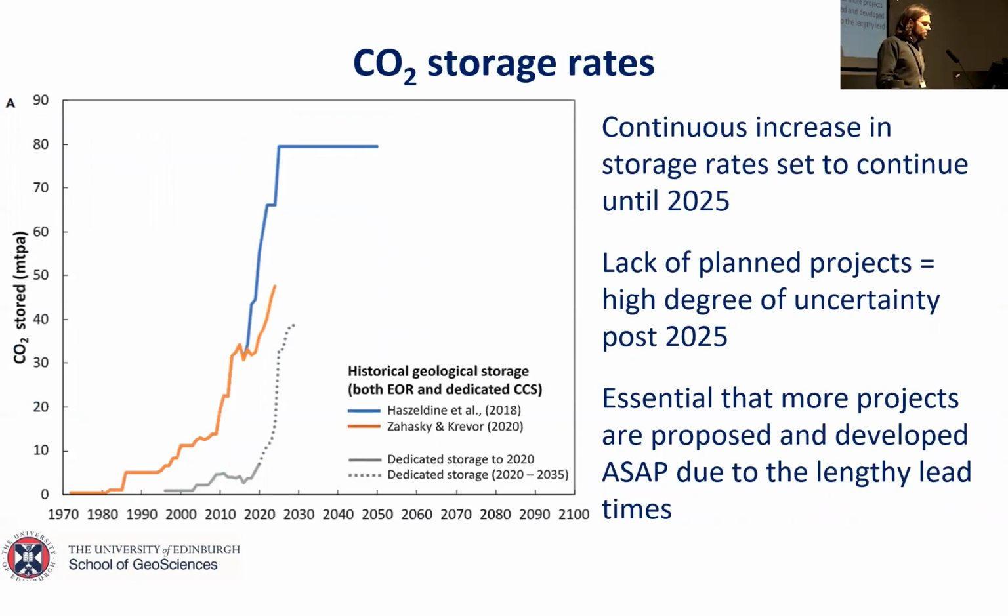Going on to the CO2 storage rates, we have a graph here showing CO2 stored on the y-axis in millions of tonnes per annum. This is both a review of some of the work that Sam was just talking about, and also some work that Stuart was involved in. It shows the storage rates for historical geological storage, including both enhanced oil recovery and dedicated CCS. What you can see is that both of those have had a noticeable uptick. The dedicated storage is lagging behind, but from 2010 onwards, particularly with CO2 EOR, there has been a noticeable uptick in the amount, and that is set to continue.